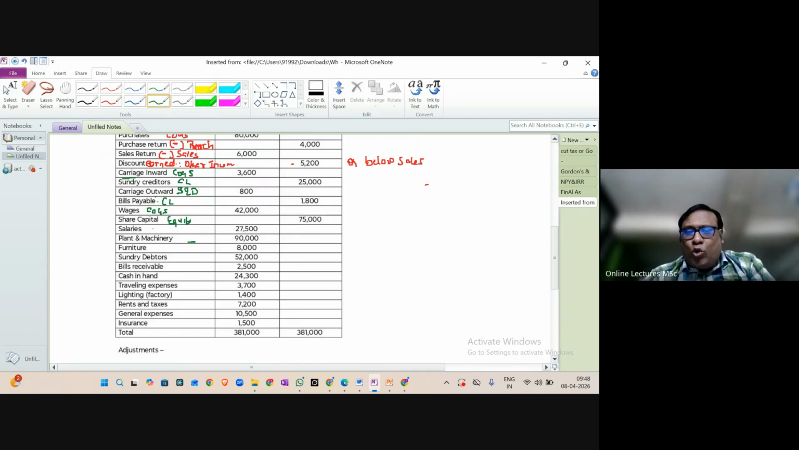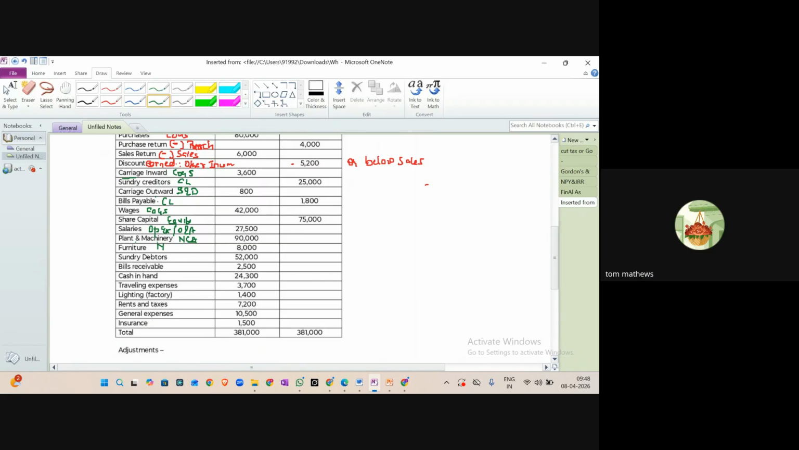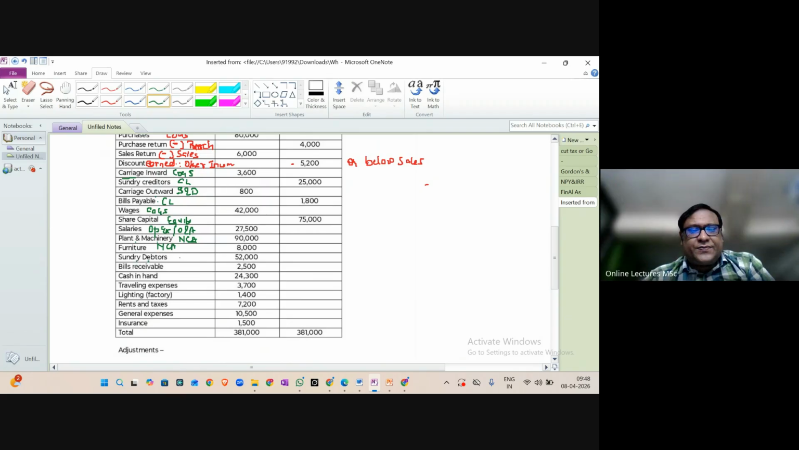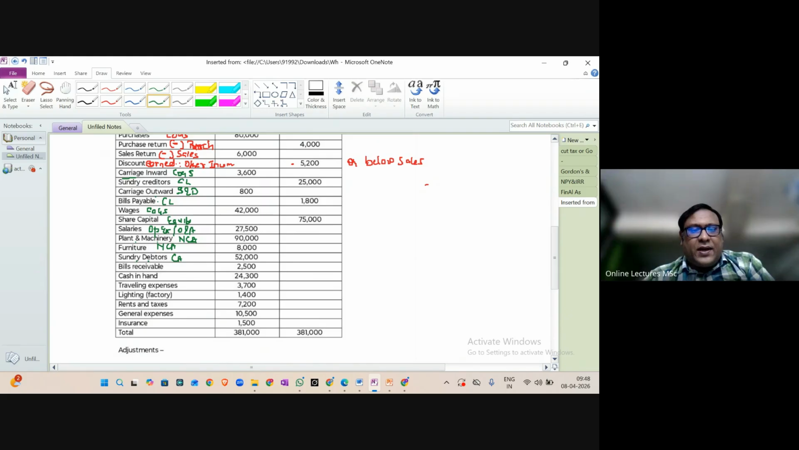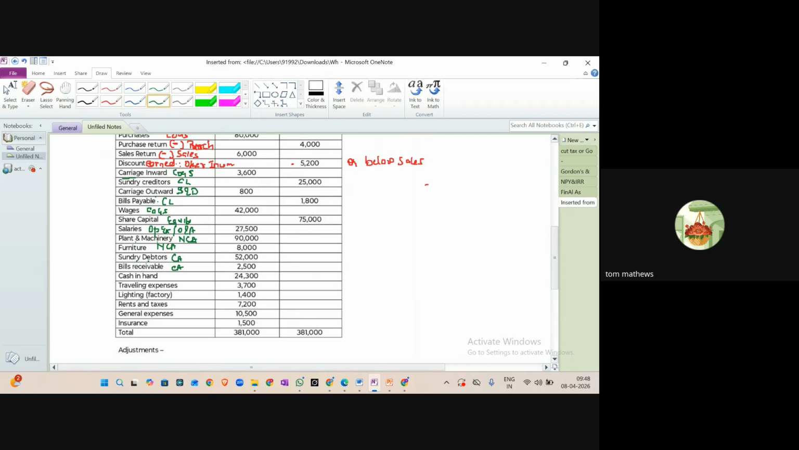Salaries, if nothing is told, we'll treat under operating expenses, under office and admin. Plant and machinery, non-current asset. Furniture, non-current asset. Debtors, current assets. Bills receivable, again current receivable, current assets. Cash in hand, current assets.